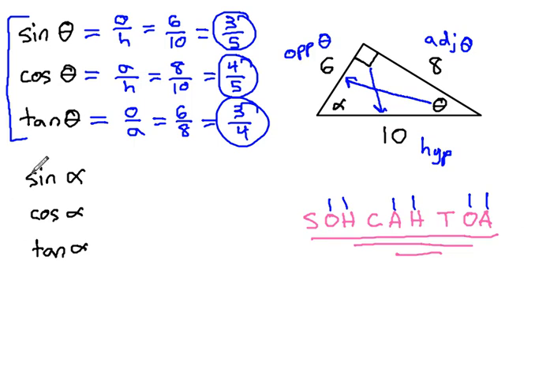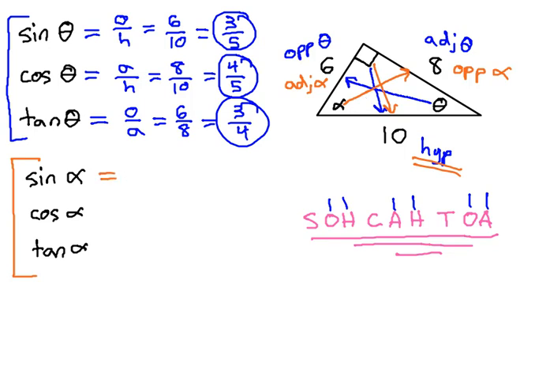We could have also found the sine, cosine, and tangent of alpha. But when we're working with alpha, we have to make sure we relabel our sides. 10 is still the hypotenuse because it's still opposite the right angle. But if we go from alpha across the triangle, now 8 is the opposite side, the opposite of alpha. And 6, being between alpha and the right angle, is now the adjacent side to alpha. Notice when we switch the angles that we're talking about, we have to switch the opposite and adjacent side in our labeled diagram.